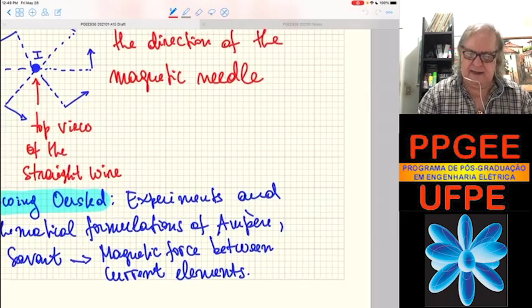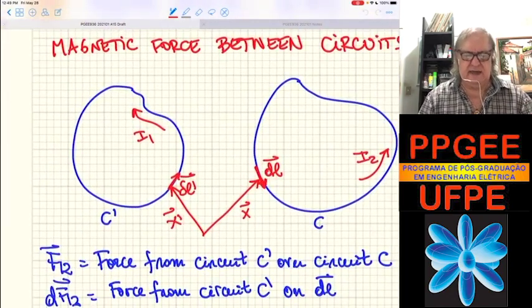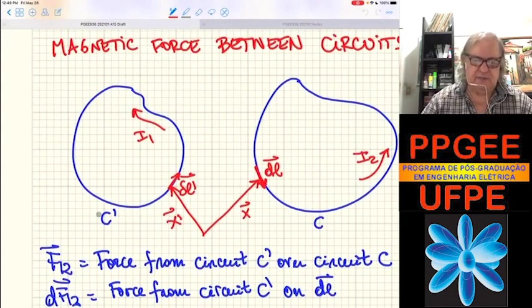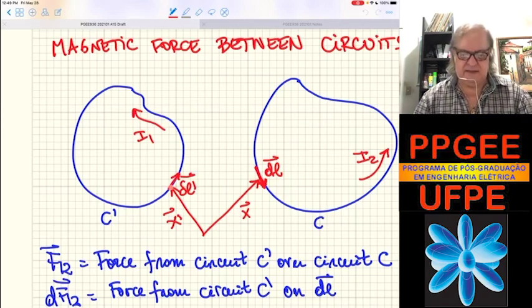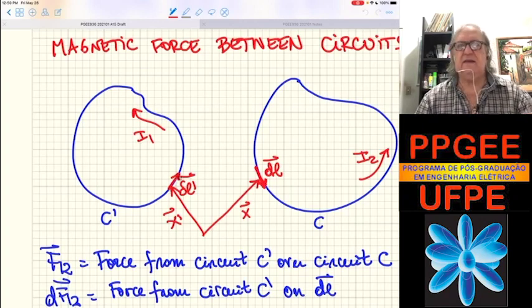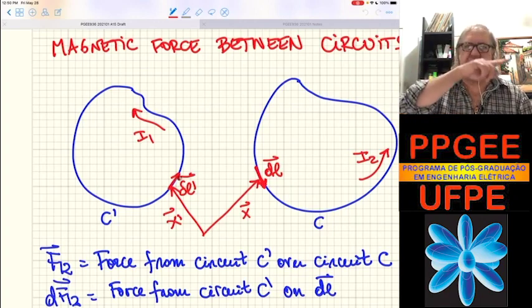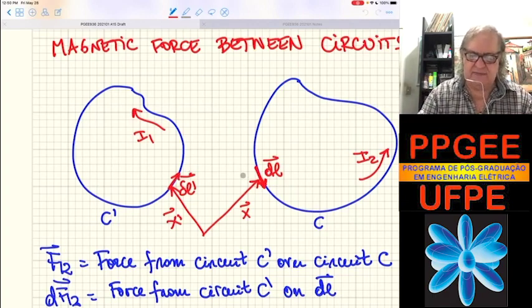If you have now this geometry, let's consider that we have two circuits, C prime and C, location of current elements x prime and x. So we always put the differential length, the differential displacement vector, in such a way that the path is always run so that the area is on the left. Okay, so this is the L prime, this is the L. So currents I1 and I2.